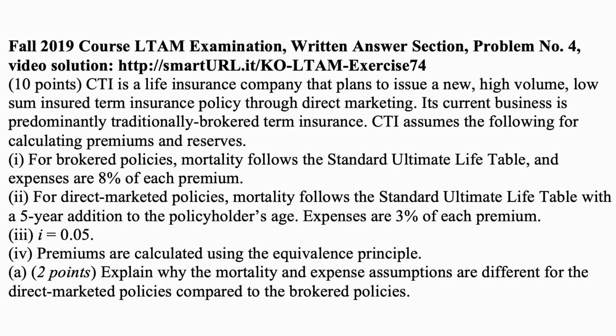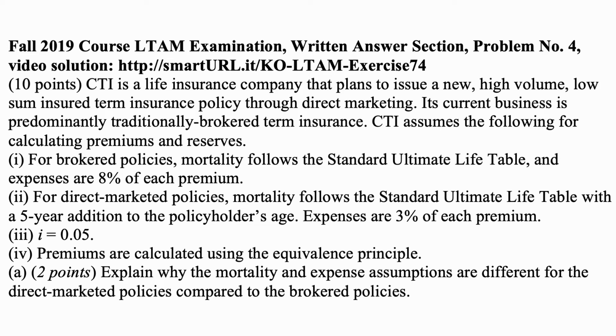For brokered policies, mortality follows the standard ultimate life table and expenses are 8% of each premium. For direct marketed policies, mortality follows the standard ultimate life table with a 5-year addition to the policyholder's age. Expenses are 3% of each premium. Interest rate is 5%, which is the interest rate in the standard ultimate life table, so that's important and useful. Premiums are calculated using the equivalence principle.